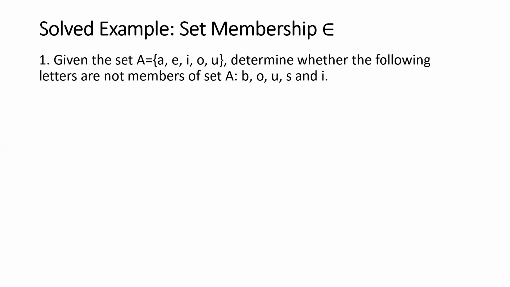1. Given the set A equals {A, E, I, O, U}, determine whether the following letters are not members of A. We have B, O, U, S, and I. Solution.